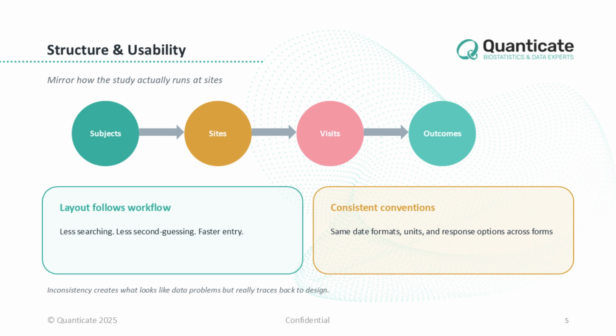A sensible design sequence starts with structure and usability. Subject identifiers, site identifiers, visit structure, and assessment flow need to reflect how the study will actually run. When the layout follows the workflow, sites spend less time searching for fields or second-guessing the right place for entry. Consistency across forms matters as well. If dates, formats, units, or response options vary from one page to another, discrepancies start to appear that look like data problems, but really come from the design.